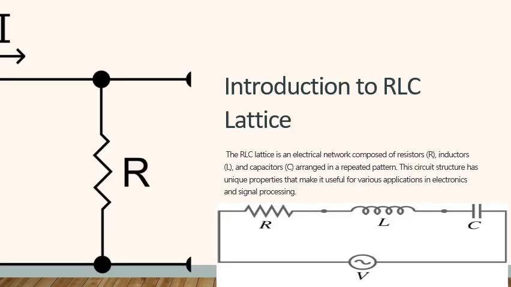Introduction to RLC lattice. The RLC lattice is an electrical network composed of resistors R, inductors L, and capacitors C arranged in a repeated pattern. This circuit structure has unique properties that make it useful for various applications in electronics and signal processing. The symbols are represented below: resistance, inductance, and capacitance. These are the main three components in an RLC lattice.